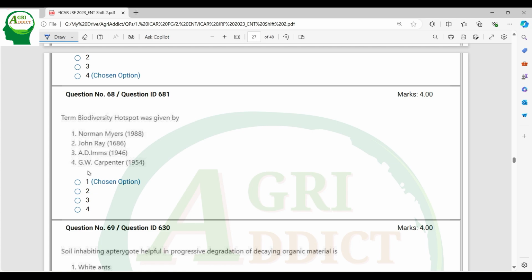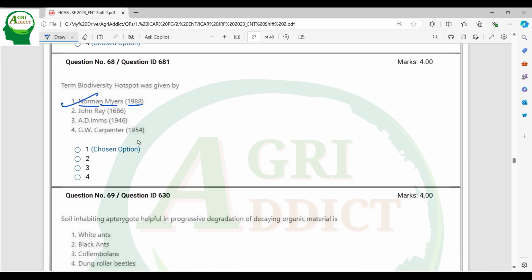The term biodiversity hotspot was first given by Norman Myers. A question from ecology in 1988. The hotspot term was given by Norman Myers.